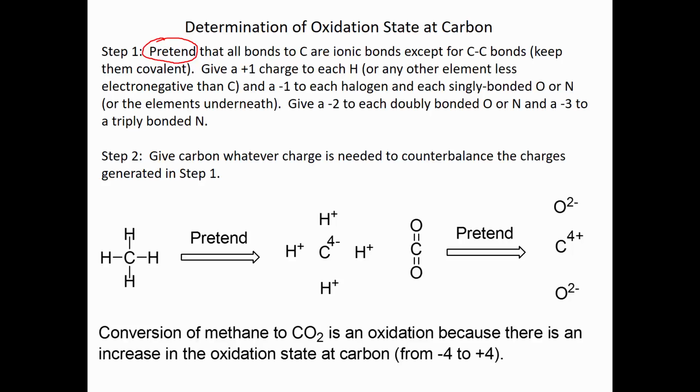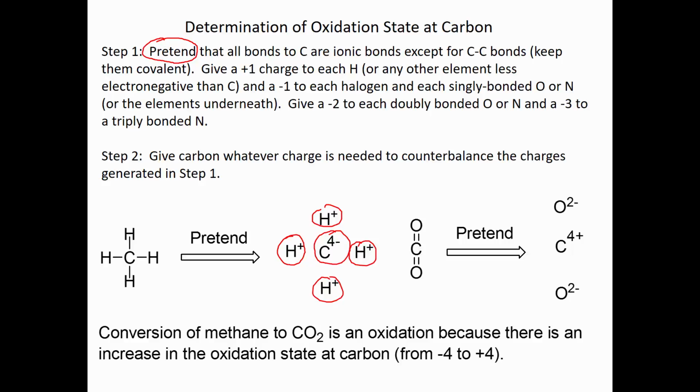Methane, we're going to pretend that the covalent bonds are ionic bonds. Okay, sorry, I forgot to say something. We have to give carbon whatever charge is needed to counterbalance the charges that we generated in the first step. All right. So we make each hydrogen an H+, like it tells us to do there in step 1. Overall, methane is a neutral compound. That must mean that carbon is 4- to compensate for the charges of the hydrogens that surround it.